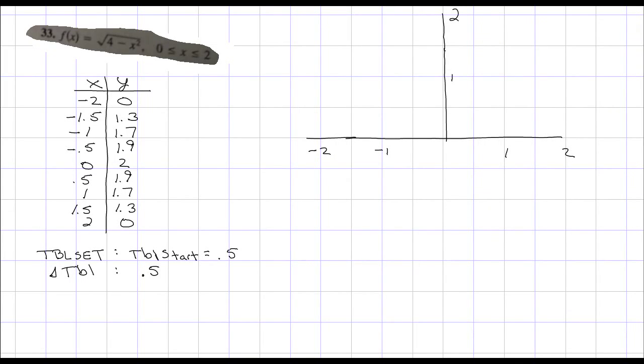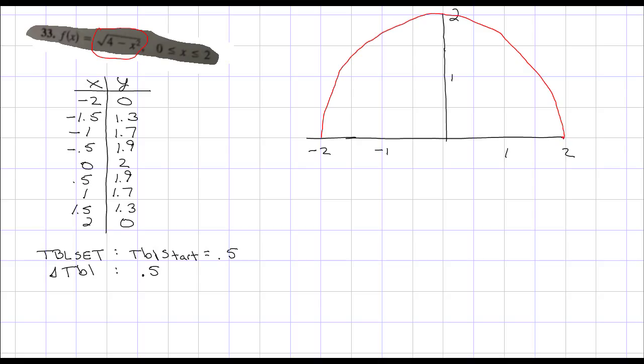For number 33, before I find the inverse, I threw the square root of 4 minus x squared into the calculator, and you're going to get a graph that looks like this. So it's a half circle, what's called a semicircle.